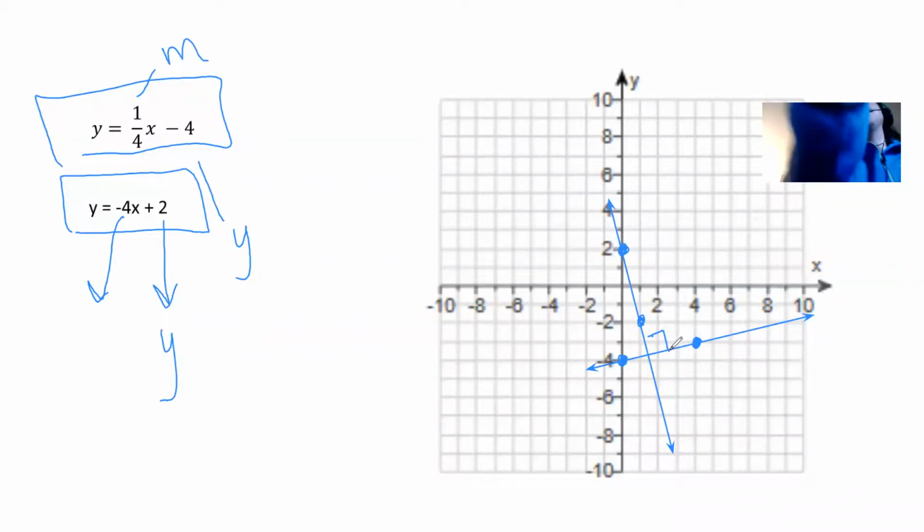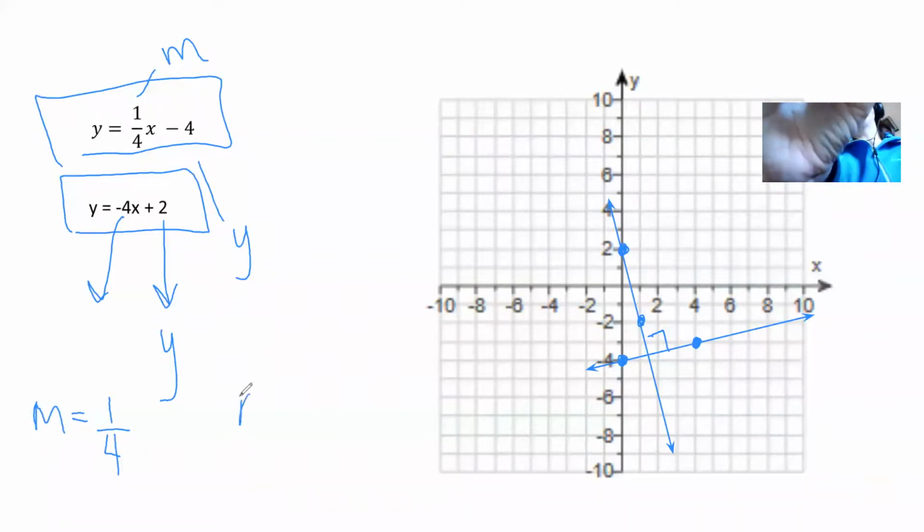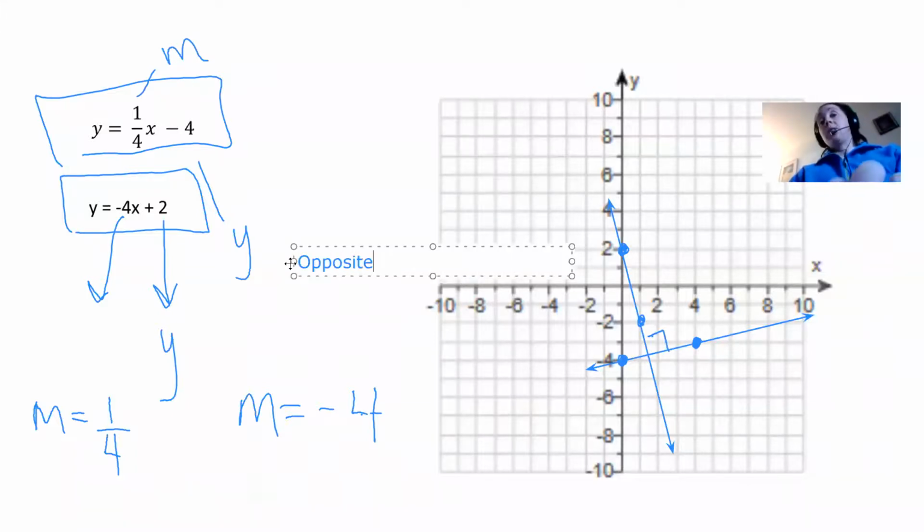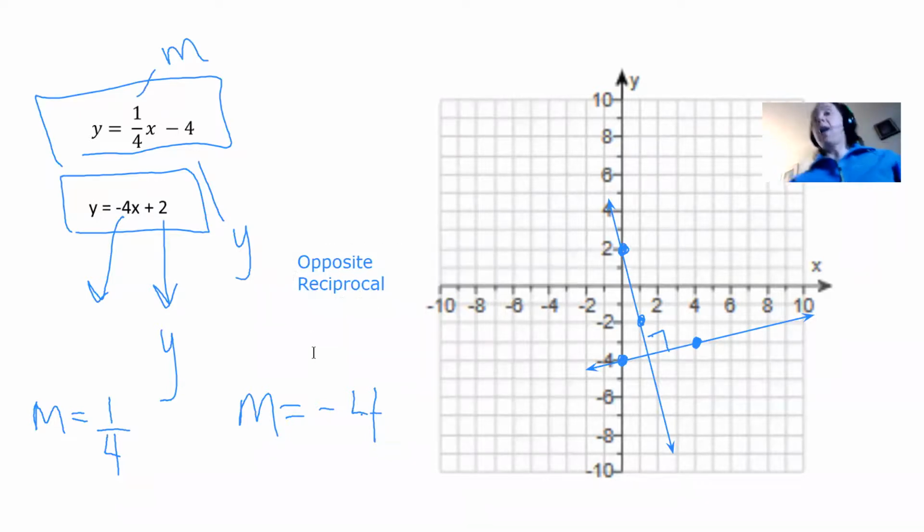Look at the slopes between the two lines. The slope of my first line was 1/4. The slope of my second line was -4. This is where we introduce the term. You're going to love this term. I love this word. The opposite reciprocal. Okay? Opposite means the sign. Opposite refers to the sign.